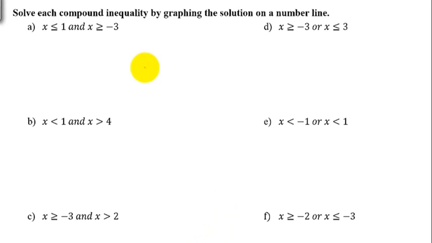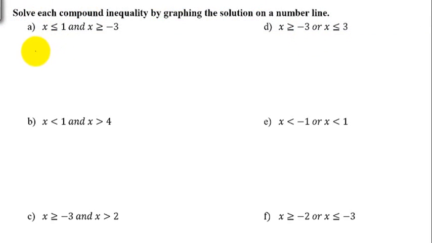So how does that relate to what we're doing now? Sometimes you're going to have and statements, and sometimes you're going to have or statements. If you have and, it means that this has to be true and this has to be true in order for it to be part of the solution. For the or statements, this can be true or this can be true. Either one of them will result in a true statement.